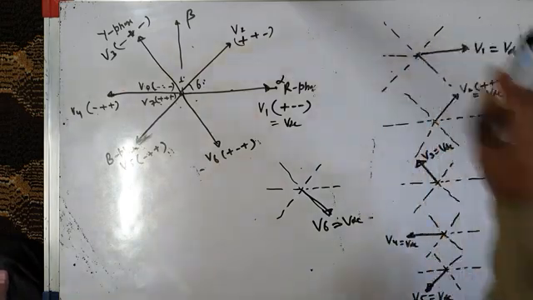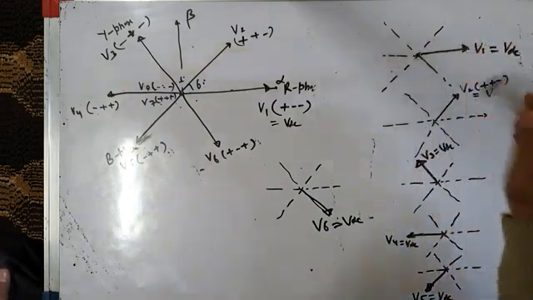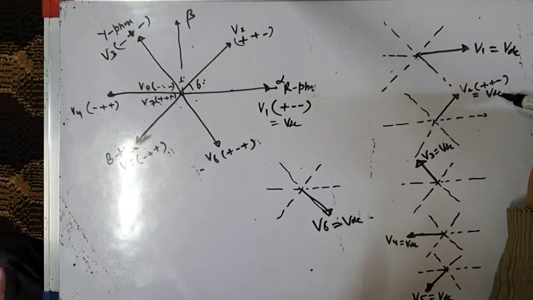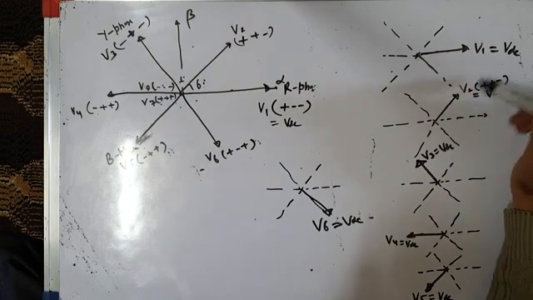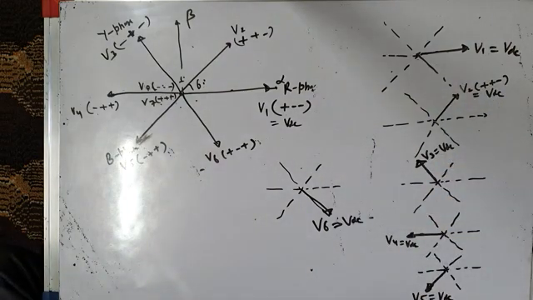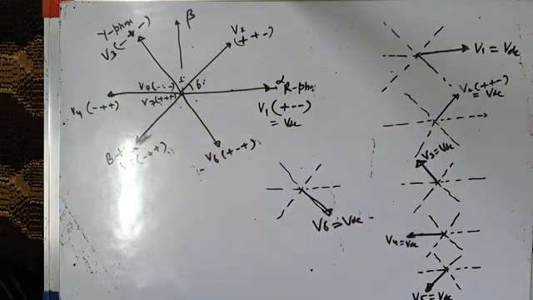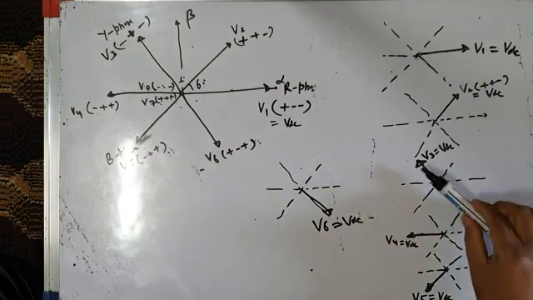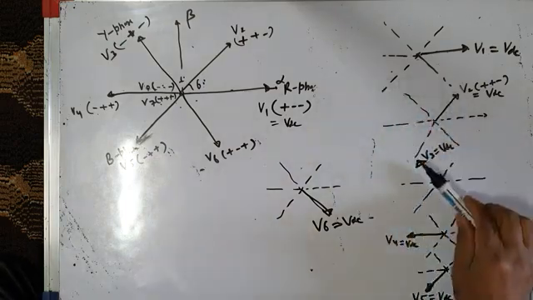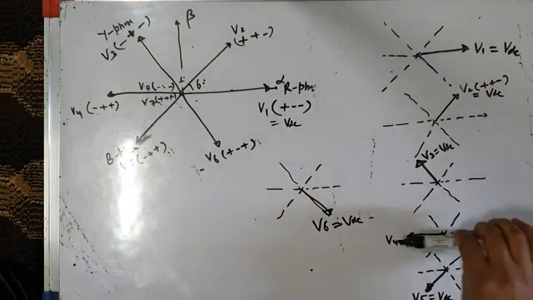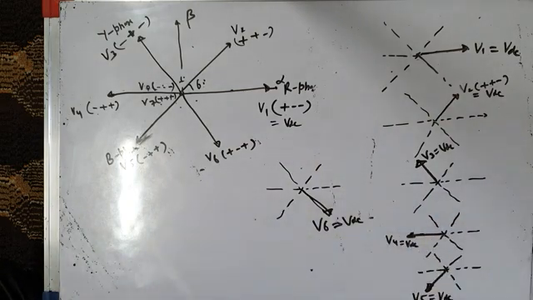Earlier it was along this axis, along this. Now after 60 degrees it has reached somewhere here. Its amplitude is again equal to VDC, and this V2 equal to VDC again represents three-phase voltages. But those three-phase voltages are along this axis. After another 60 degrees, my voltage vector V3 is equal to VDC. It has rotated again by 60 degrees. After another 60 degrees, my voltage vector becomes V4. It has reached this position.